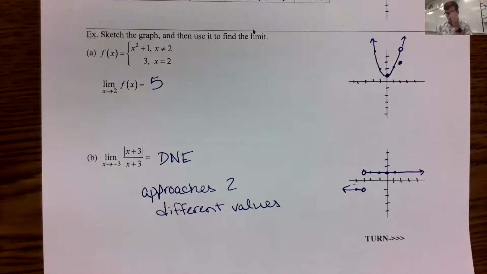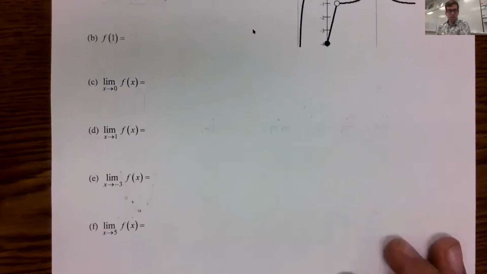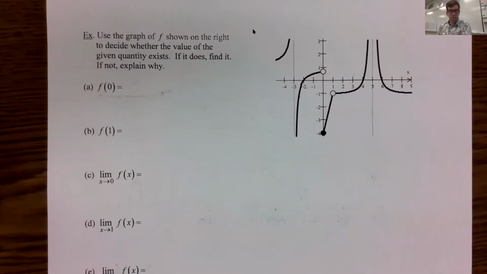And that brings us to the last example. So I'm going to flip this page over here. Make sure you have that down. Last example, but it has a couple of different steps here. But let's take a look. There's already a graph of f shown on the right, and we want to decide whether the value of the given quantity exists. If it does, find it. If not, explain why. All right, so let's take a look.